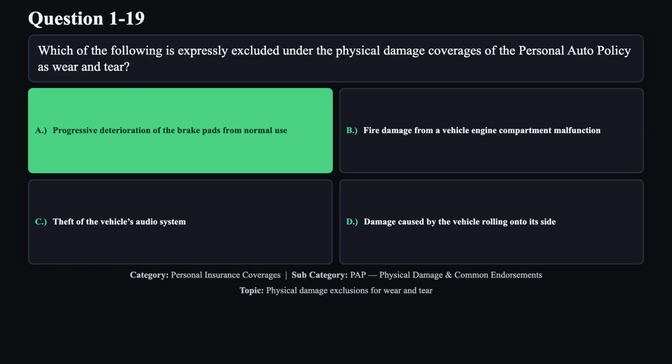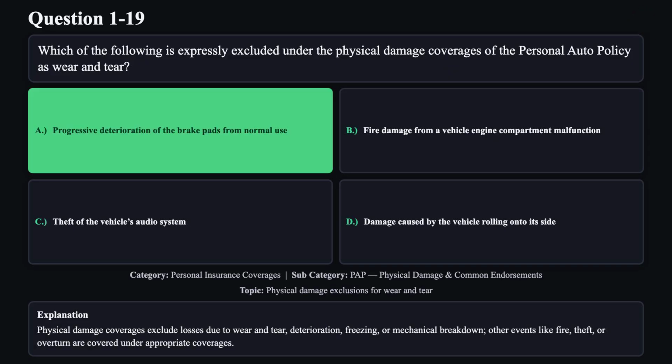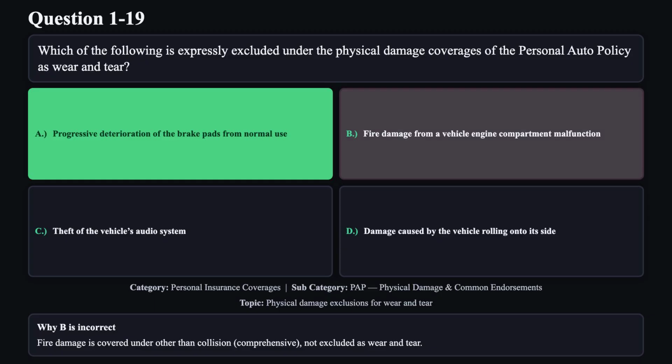The correct answer is A. Physical damage coverages exclude losses due to wear and tear, deterioration, freezing, or mechanical breakdown. Other events like fire, theft, or overturn are covered under appropriate coverages. Reason B is not correct. Fire damage is covered under other than collision, comprehensive, not excluded as wear and tear.